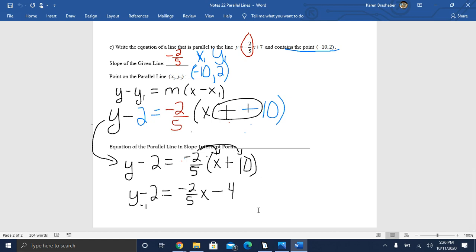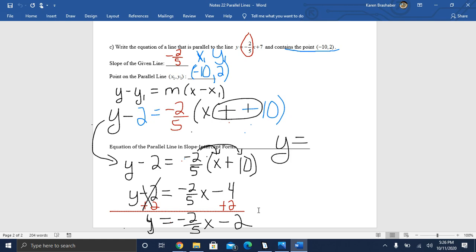And then I will add 2 to both sides of the equal sign. And remember that your 2 is a like term with the negative 4. So we'll combine those like terms. This will give us y equals negative 2/5 x, and then negative 4 plus 2 gives me negative 2. And so that's what would go in as your final answer, y equals negative 2/5 x minus 2.